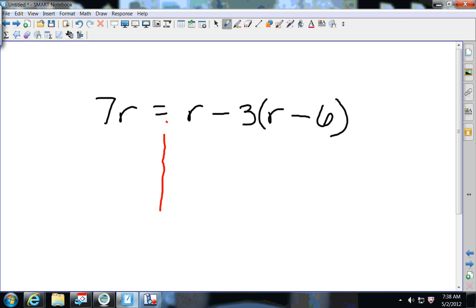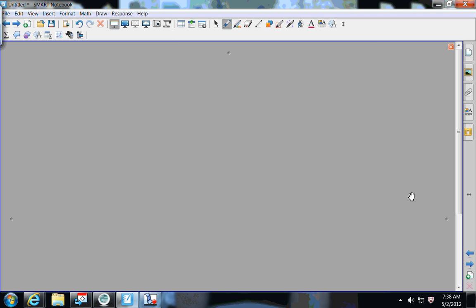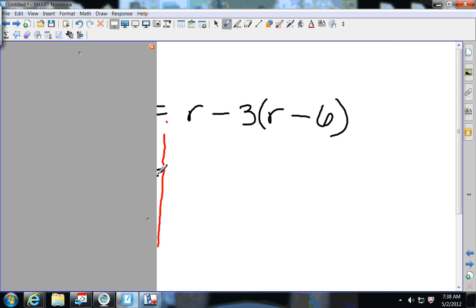First off, here is the equal sign. If I cover up the right-hand side, is there anything I can put together over here? No, it's just 7r, so I'll leave that alone. So now I go over here and look on this side. This R right here, there's nothing going on with it, so it stays there. Now I do the distributive property. Negative 3 times R, negative 3R, negative 3 times negative 6, positive 18.